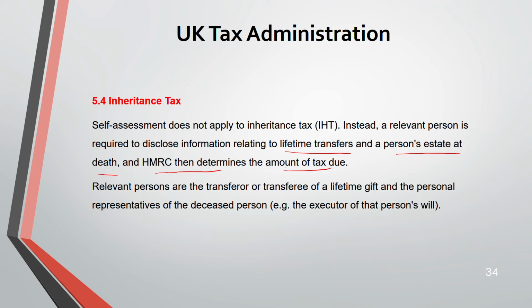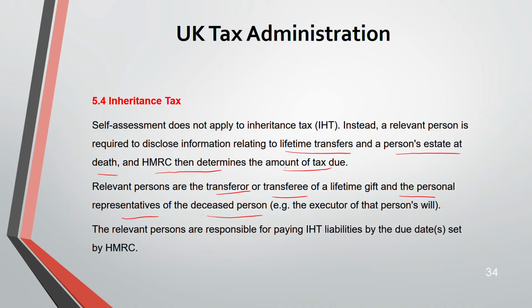Who is the relevant person? Could be the transferor of the asset or the transferee, and the personal representative of the deceased person. Obviously, if a person died, how can they pay? Their personal representative will pay the tax, right? Now, relevant persons are responsible for paying IHT by the due date set by HMRC. It is the transferor or the transferee or the personal representative.